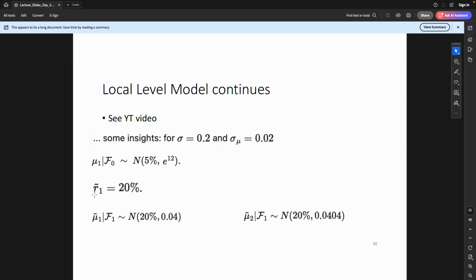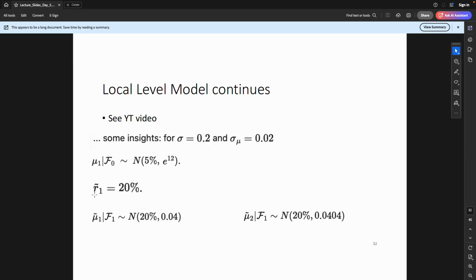We observe a 20% return and we ask ourselves, was that a good prediction of 5%? Or maybe it should be a bit higher. Most likely not lower, because 20% is above 5. But how much higher? And this is exactly then the Kalman routine where Kalman solved mathematically what would be the correct amount of update.